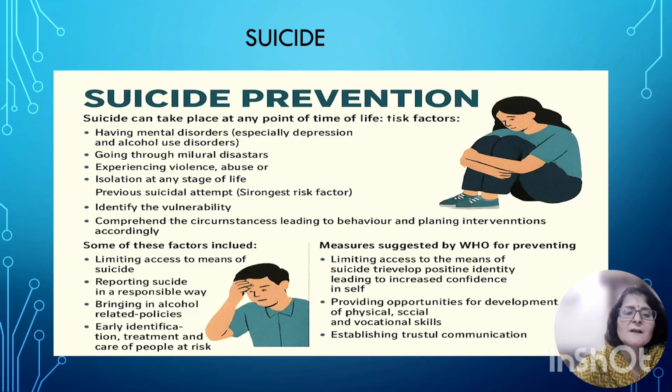But before that, I would tell you that suicide can take place at any point of time in life. There is nothing specific that children of this age or men or females of this age commit suicide. Now, having a mental disorder is one thing. If you are suffering from any type of mental disorder, especially depression or substance abuse, then it is possible that someday you might commit suicide. They are at a higher risk. We need to work on these people. Also those who are going through natural disasters and experiencing violence, abuse, or isolation at any stage of their life. Apart from this, if the person has attempted suicide once, that person is also at risk of committing suicide later on.